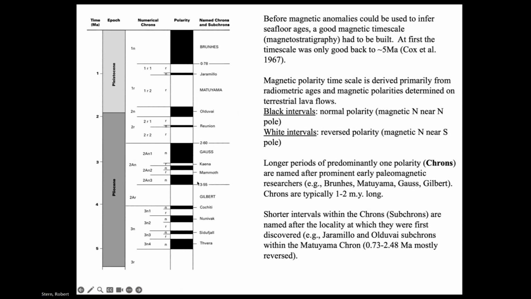So these are numerical crons, right? You don't have to memorize these, but there's 1N, 1R. Within, say, 1R, there's a short normal period. So it's got a little bit more subtlety. You don't have to remember this. This is just for the experts. And then these numerical crons are given names: Brunhes, Matuyama, Gauss, Gilbert. Those are just the last ones.